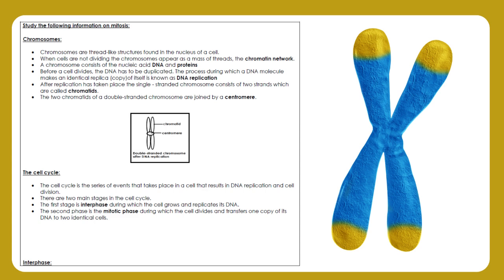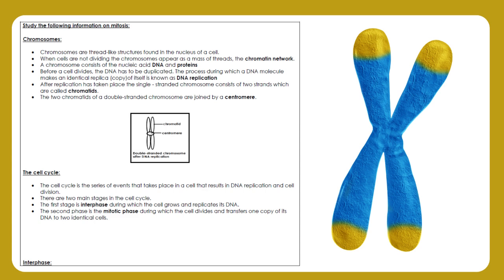Study the following information on mitosis. Chromosomes. Chromosomes are thread-like structures found in the nucleus of a cell. When cells are not dividing, the chromosomes appear as a mass of threads, the chromatin network. A chromosome consists of the nucleic acid DNA and proteins.